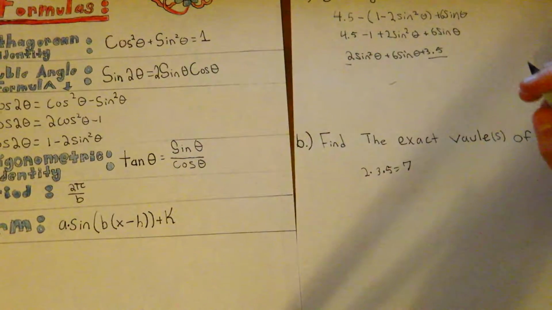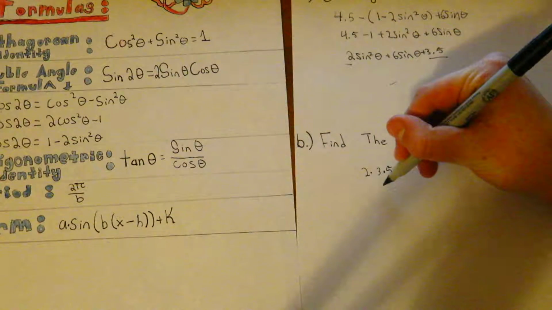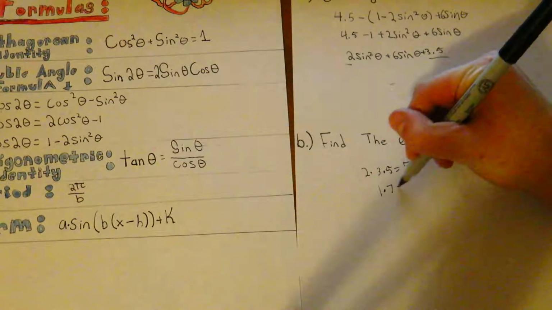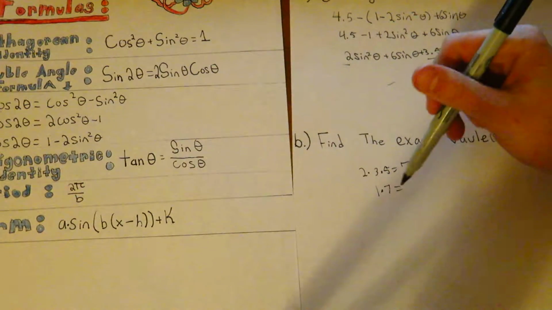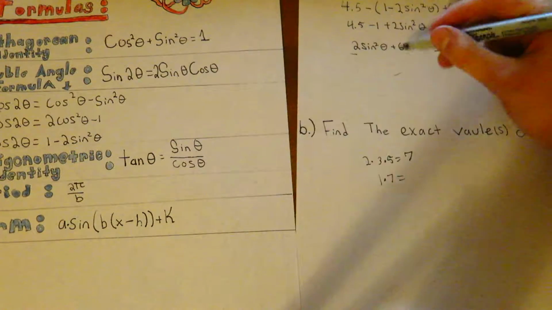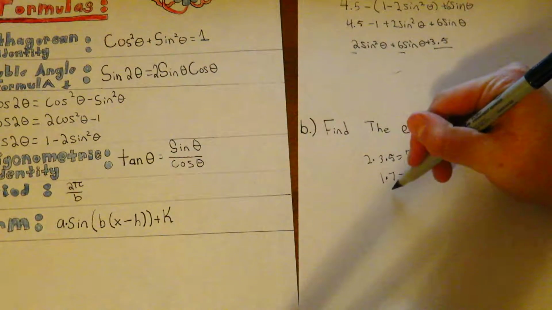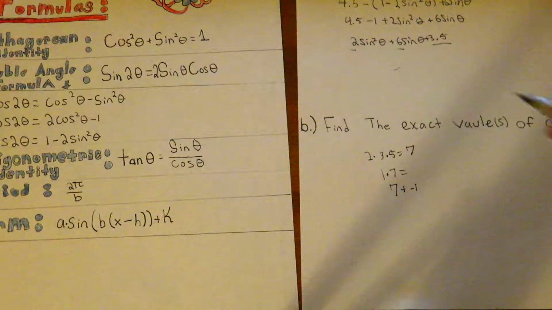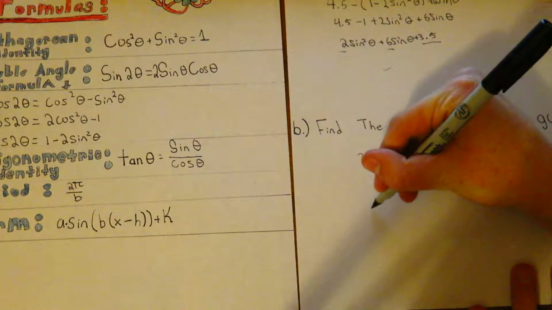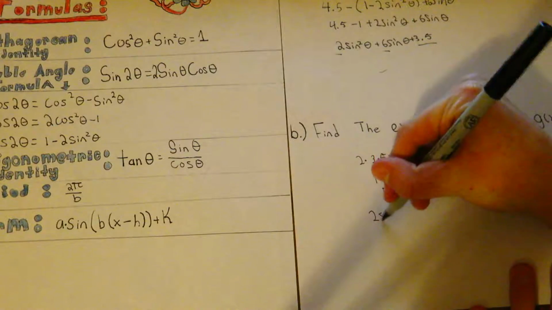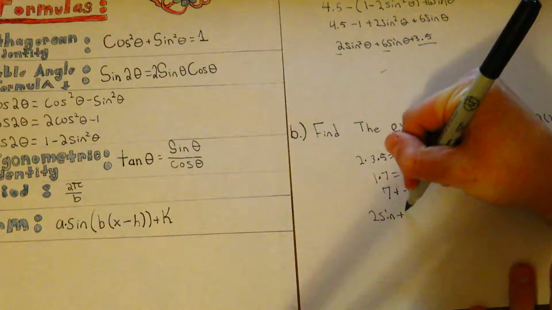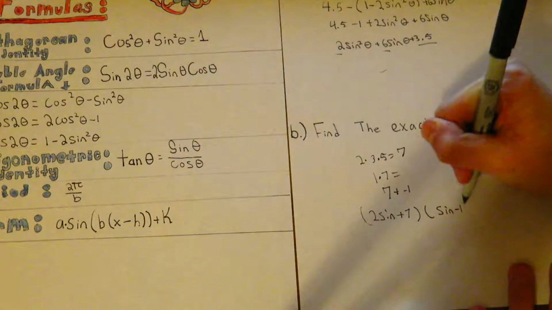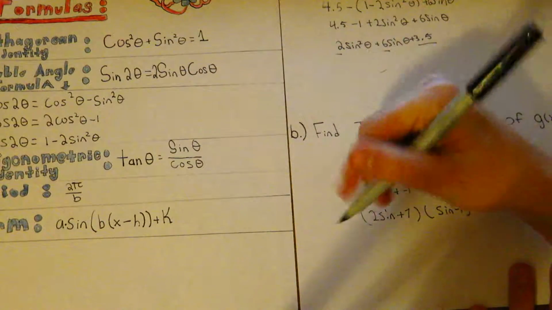Now we come up with all the multiples of 7. That's 1 times 7, and that's it. So what can you do with 1 and 7 that will get you to b, which is 6? You can do 7 plus negative 1. Those are your 2 answers. Now we put it into factored form, which is going to look like 2 sine plus 7 times sine minus 1. And we're going to set those both equal to 0.